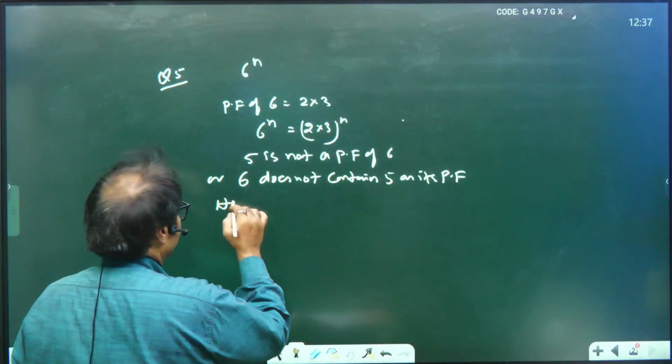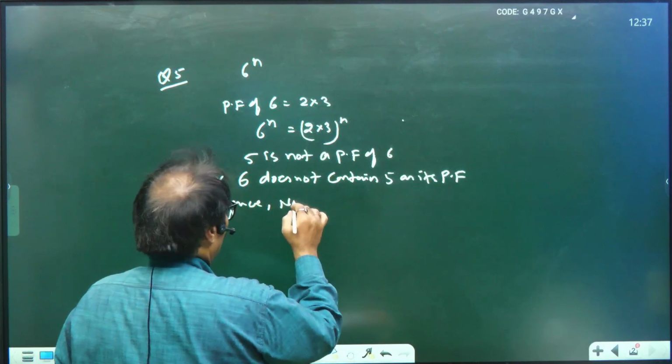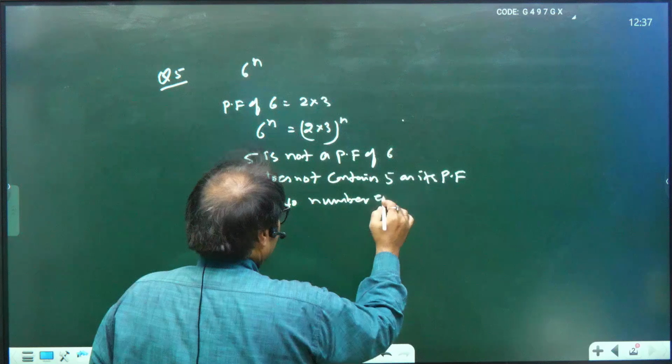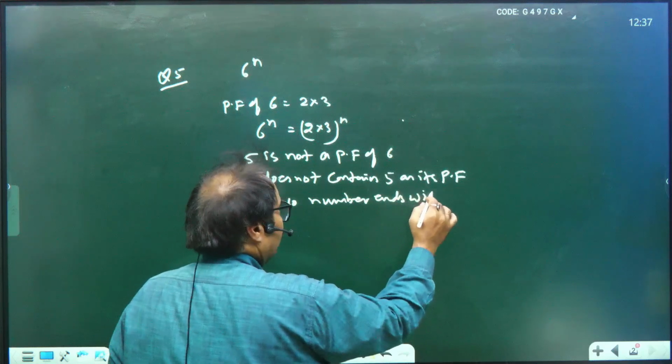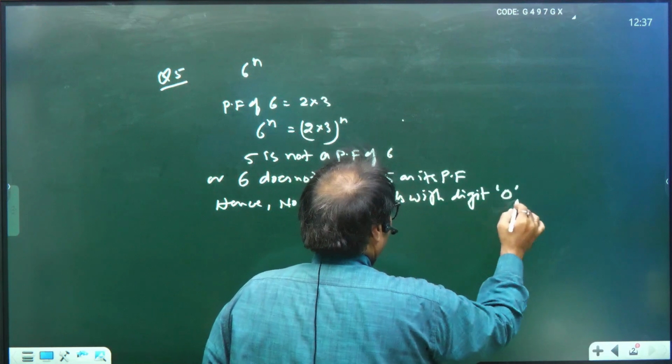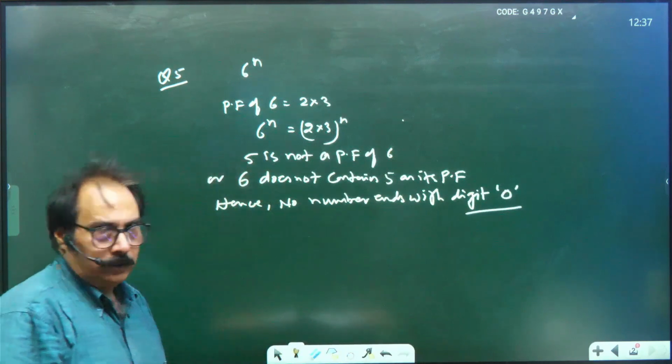So hence no number ends with digit 0. Okay, this is the way to solve this question.